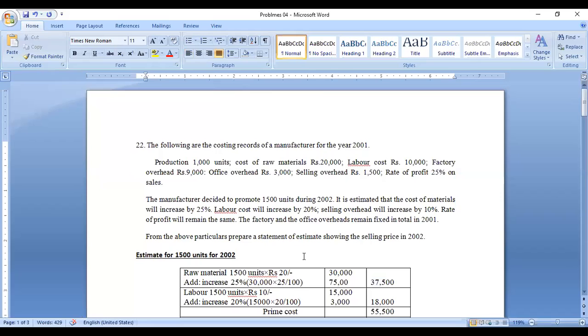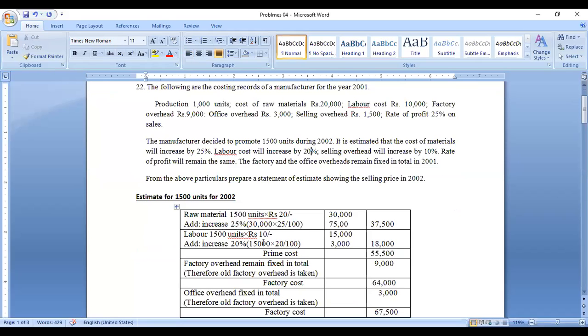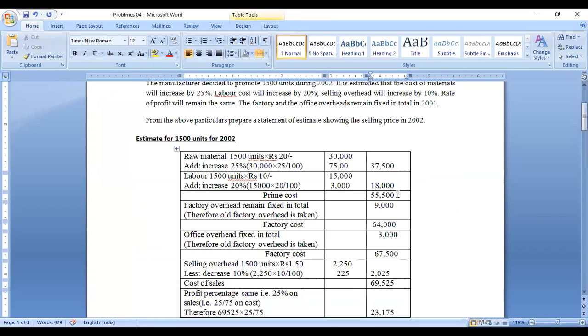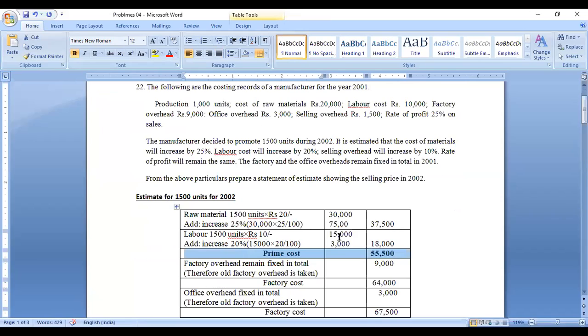20% is increased. So 20% means 15,000 into 20%, 3,000. That amount is 18,000. So that amount is 58,500, the prime cost. Now we can check. If you are understanding the two areas, you can move on to the next one.